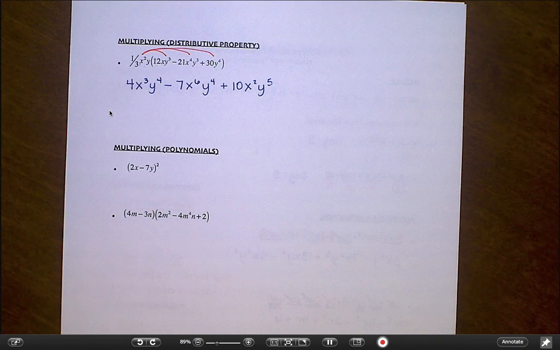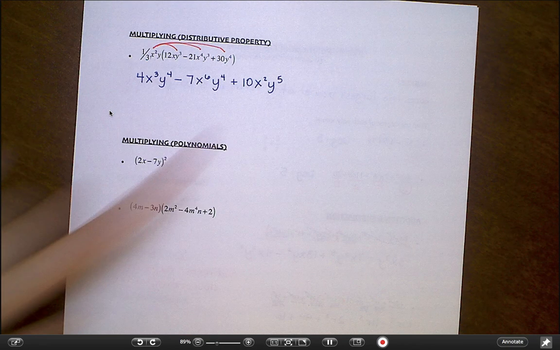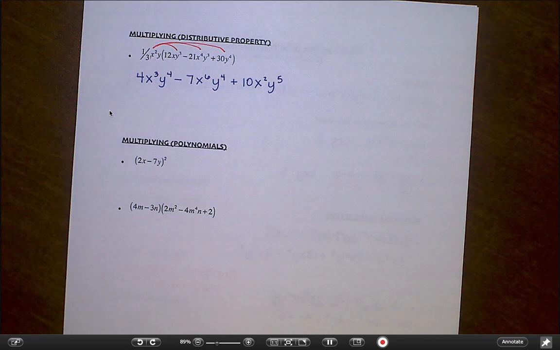Now, I should double check and make sure I don't have any like terms. I don't believe that I do here, but let's check our x's and y's and make sure we don't have any that match up. I don't see any, so that's as far as my answer can go. I'm going to leave it right there.